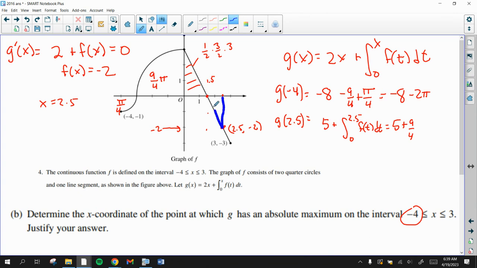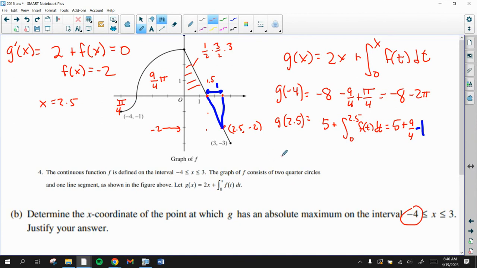Remember, we know that this is 2. So 1/2 times 1 times 2 is -1. So we have 4 plus 9/4 there. So we can work with that. That's good.